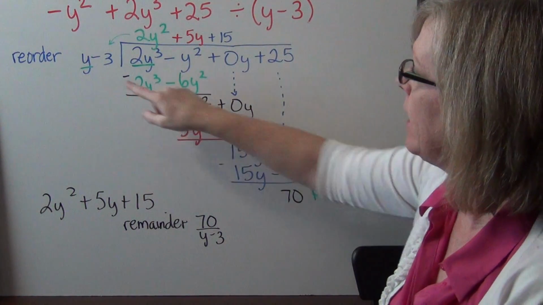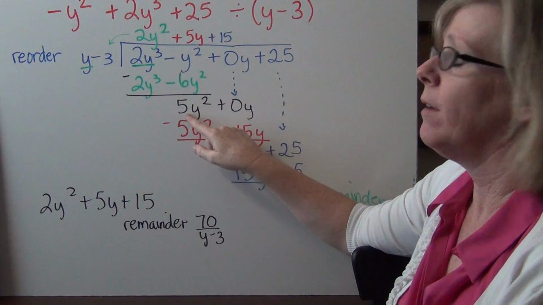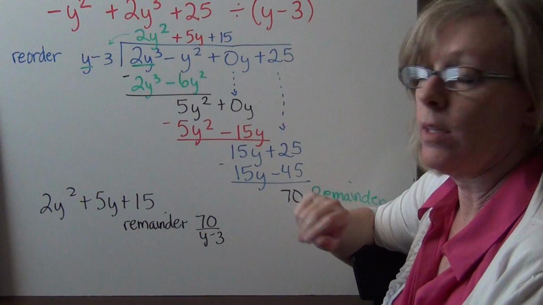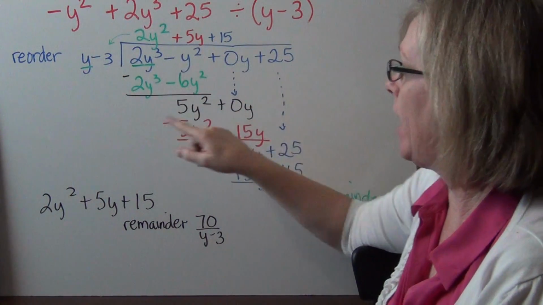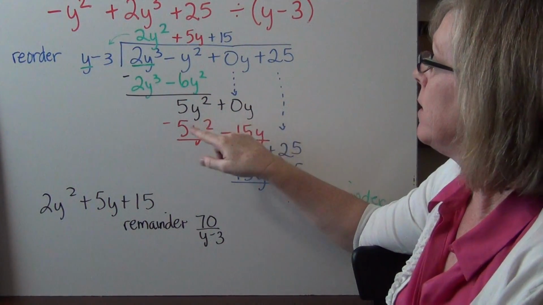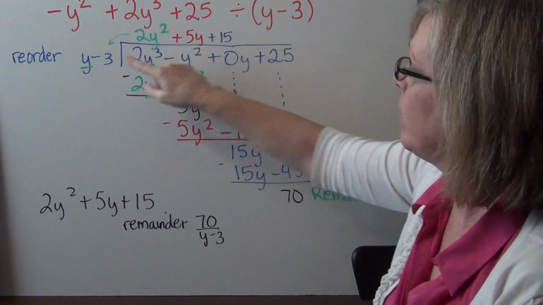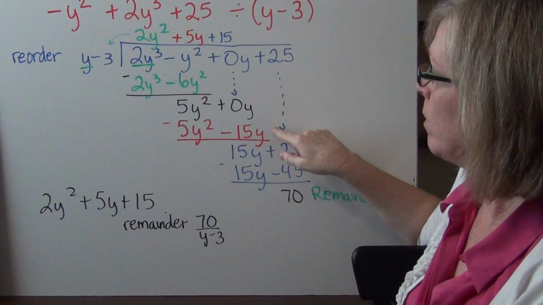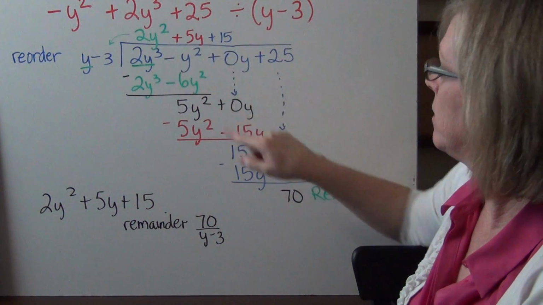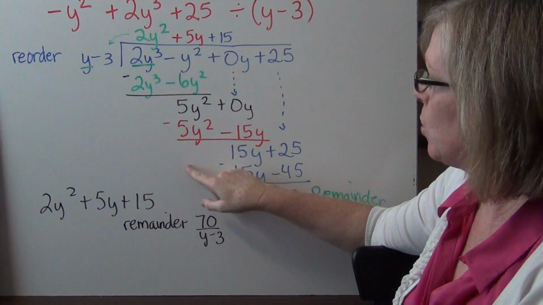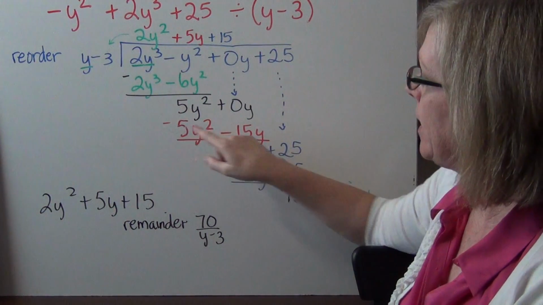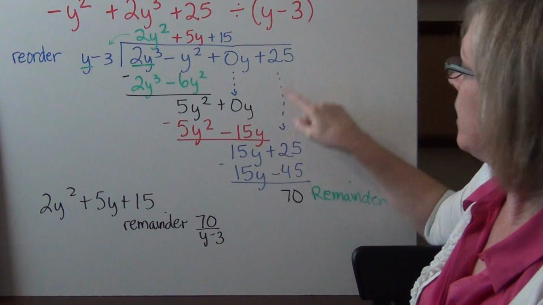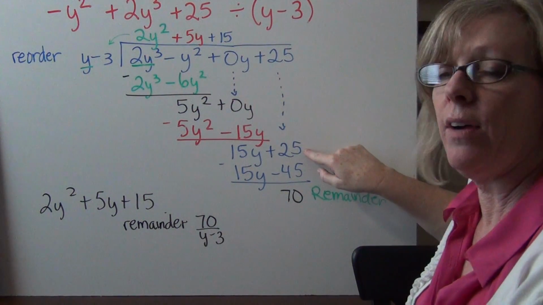And now I come back and say, how many times does y go into 5y squared? And it goes 5y times, because 5y times y is 5y squared. And then 5y times negative 3 gives me negative 15y. I pay attention to that negative sign. Now I subtract, and this goes away. I have 0 minus negative 15, so I have positive 15y now. Come over, bring down my 25.